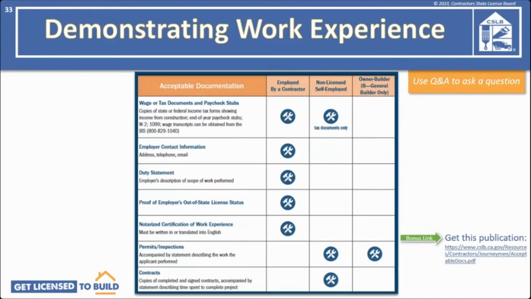On the lower right of the screen, you'll see a link to this publication on our website, along with additional information on experience documentation. If you look at the chart, you can see the first column is for documents you can use if you were employed by a licensed contractor. The second column is for documenting your experience if you've been self-employed. The third column is for documentation you will need if you are applying for a Class B general building contractor license and need to use owner-builder experience to meet the experience requirements.